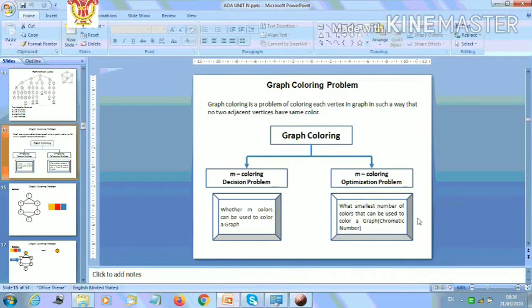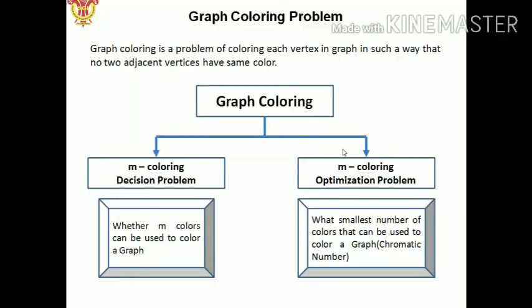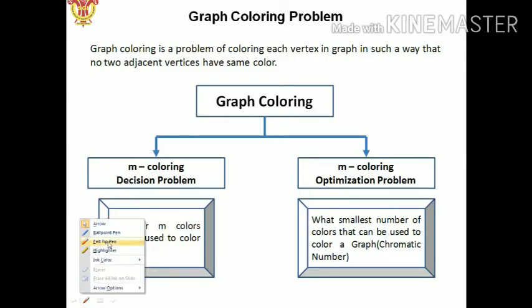So my dear students, today we are going to see this graph coloring problem, and we'll see how this backtracking approach is useful to solve it. The statement says that graph coloring is a problem of coloring each vertex in a graph in such a way that no two adjacent vertices have the same color. What does it mean actually?